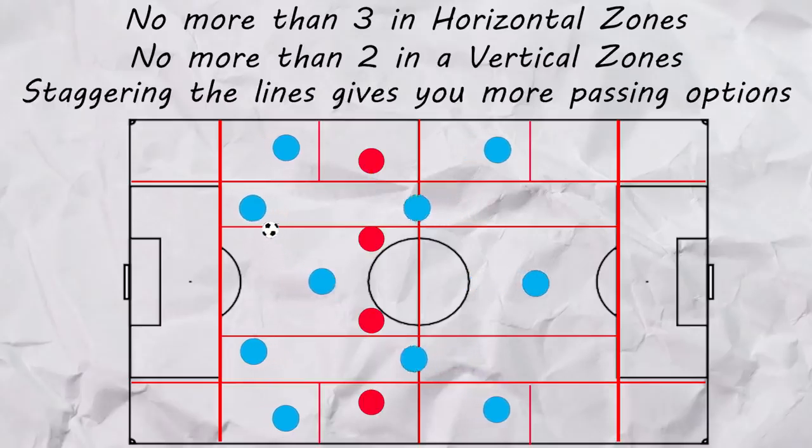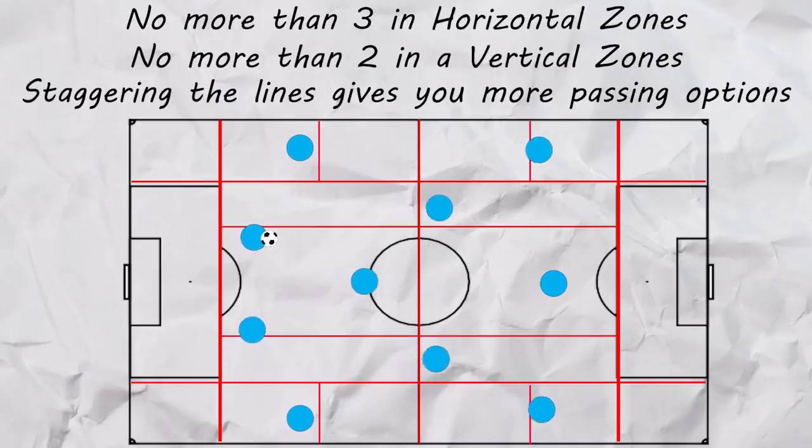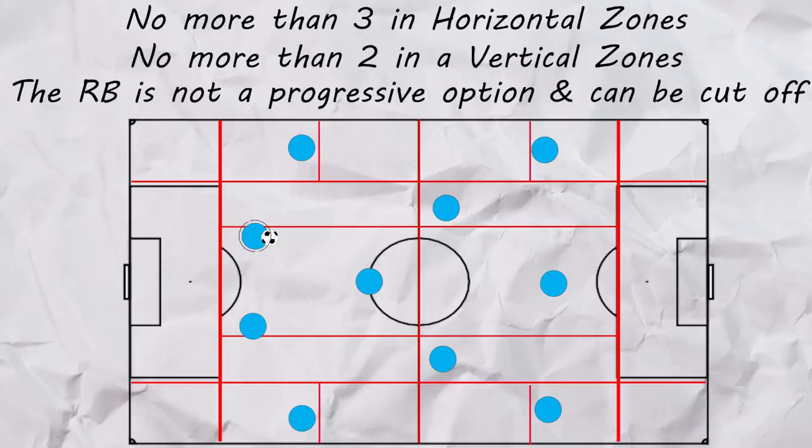So, by staggering players, it forces the opposition out and creates more dynamic passing angles. Suppose City were building up in their default 4-3-3. The positioning of the front 5 would roughly work, as there are no more than 3 in a line and no more than 2 horizontally. However, the backline has 4 in a horizontal zone, so if a centre-back had the ball here, the right-back isn't a progressive passing option and could be cut off easily.